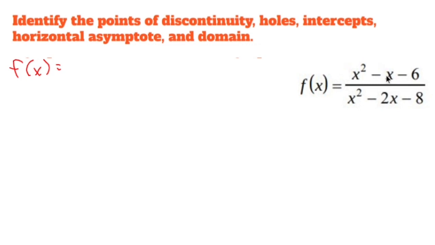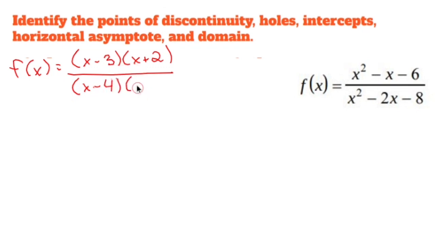Two numbers that add up to -1 and multiply out to -6 are -3 and 2, so the numerator factors out to that. For the denominator, two numbers that add up to -2 and multiply out to -8 are -4 and 2. Oh, look, two 2s, just like at a ballet recital. What am I doing first?